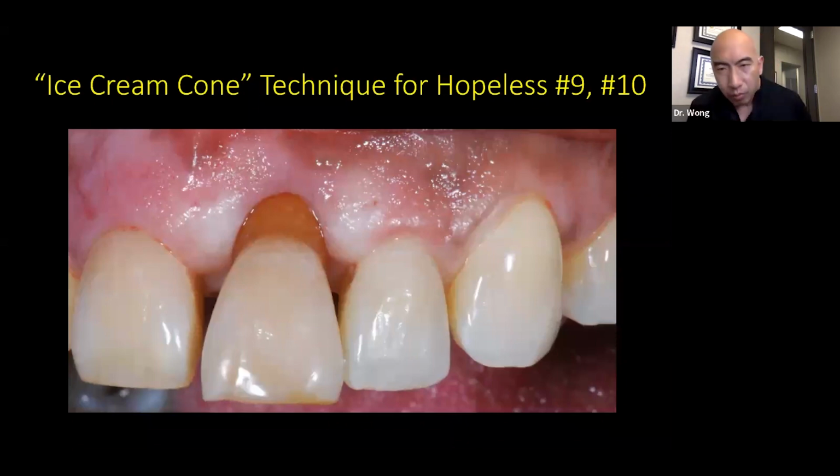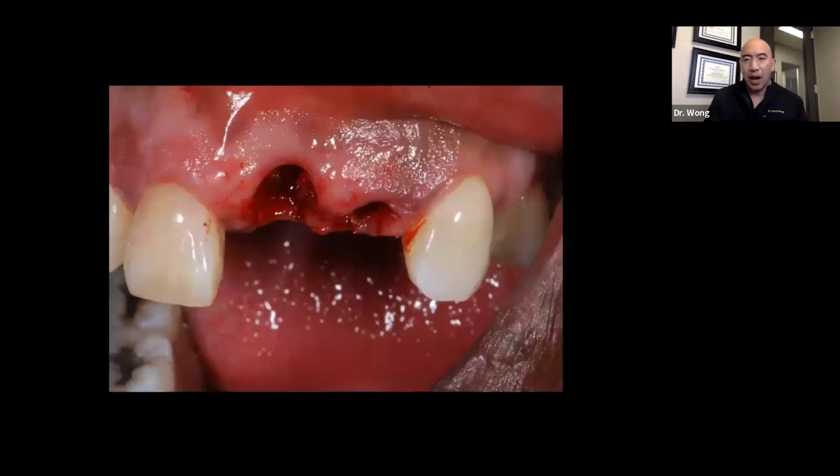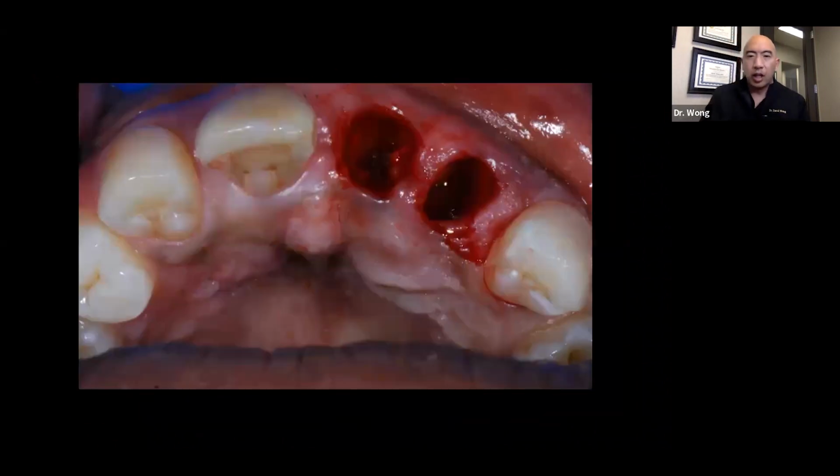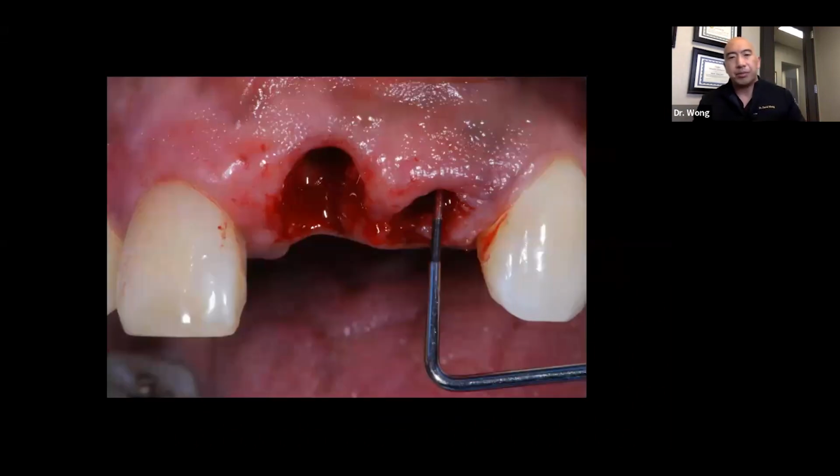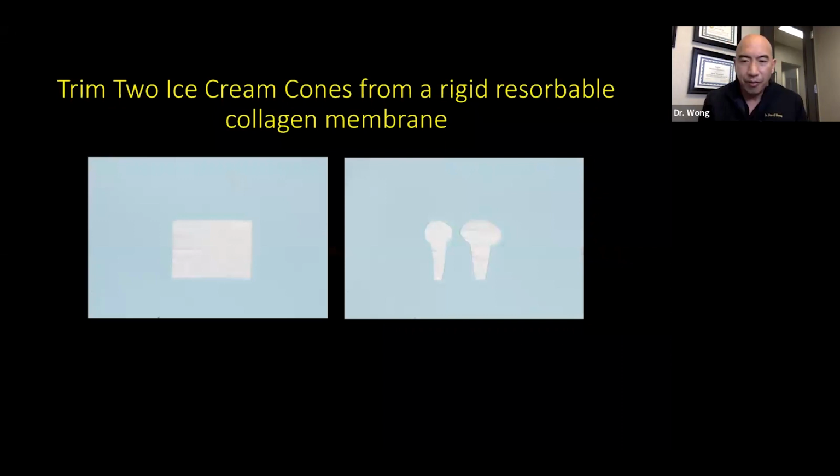So how this works, let's just say you've got hopeless teeth number 9 and number 10. You're going to atraumatically remove those teeth. You're going to stick your probe into the sockets and you're going to feel a fenestration. We're not going to measure the fenestration, you just have a feeling: is it 5 or less, roughly? That's fine. So what you're going to do is take a piece of membrane.